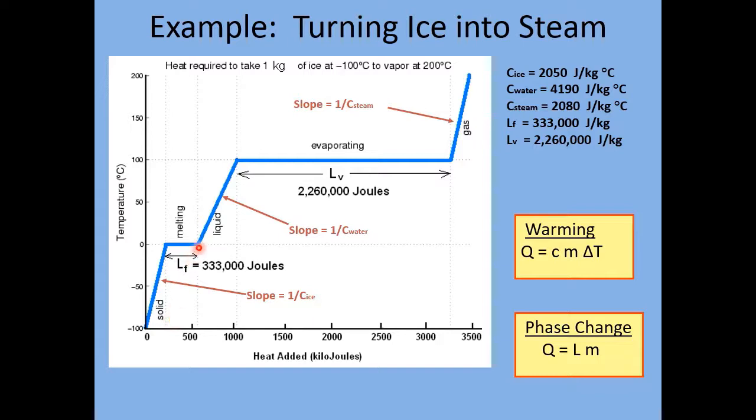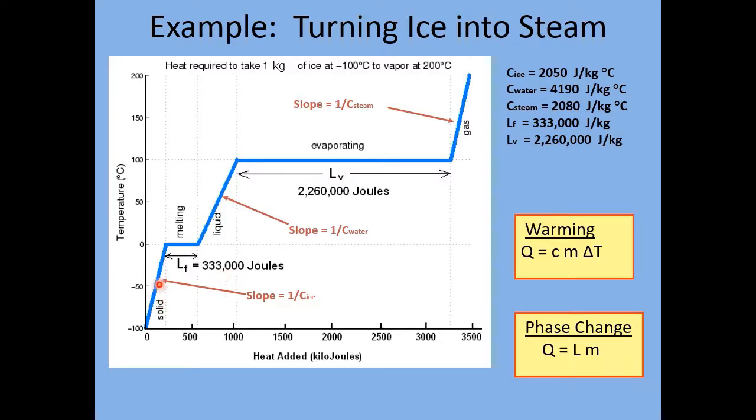So for example, if we look at this section here where we have liquid water, if you take the slope of this line, the slope is the change in temperature over the heat added. The reciprocal of that slope gives us the specific heat of water, which is 4,190 joules per kilogram per degree Celsius. Likewise, the slopes of these other lines here give us the specific heat for the ice phase and for the steam phase. Notice those are different than the specific heat of the liquid phase.